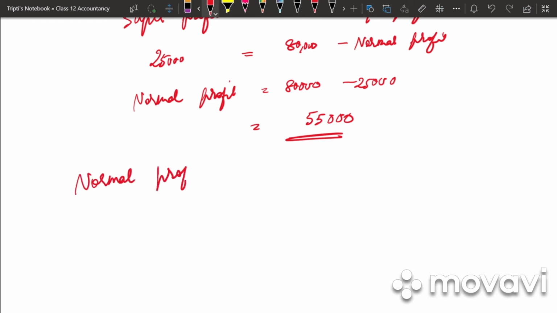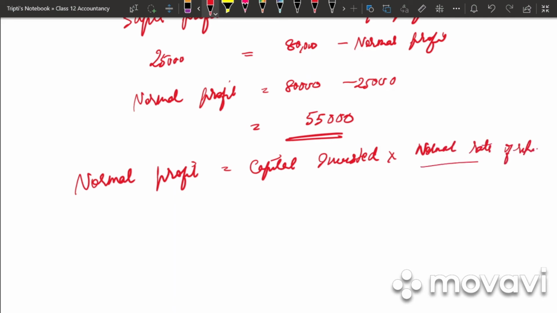After finding the normal profit, we can find our capital invested. How can we find out? Normal profit is equal to capital invested into normal rate of return divided by 100. So our normal profit is 55,000. Do we know our capital invested? No, we need to find it out. Do we know our normal rate of return? Yes. How much is it? 10%. So 10 by 100.